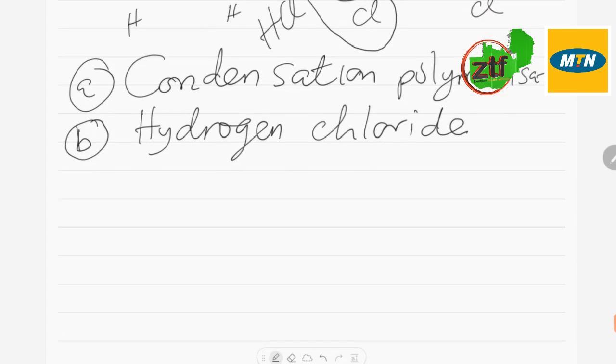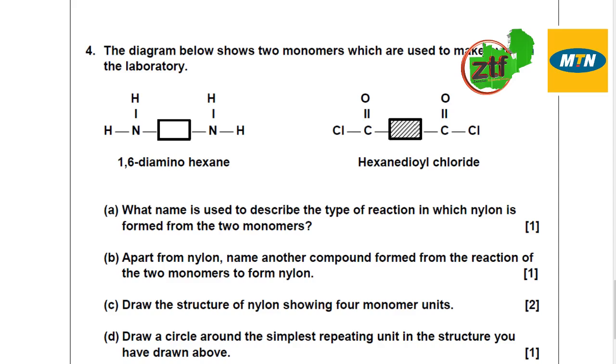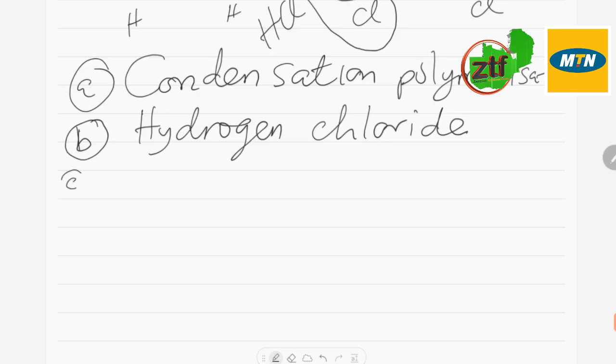We can now look at question C. Draw the structure of nylon showing 4 monomer units. To do that, what we do is very simple. We're going to use the same monomers given in the question. So we can start with 1,6 diaminohexane. To come up with our structure, after writing 1,6 diaminohexane, we also write hexane diol chloride.